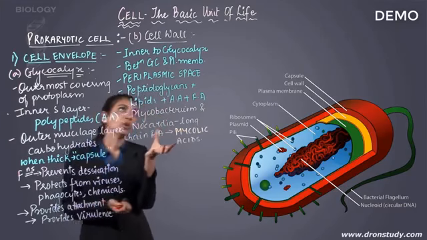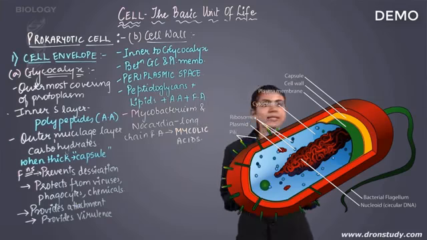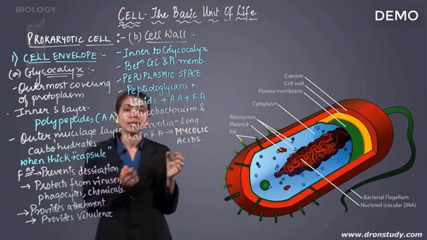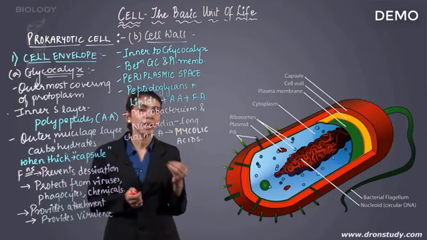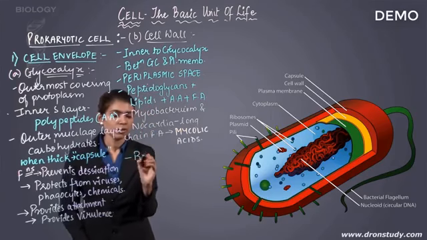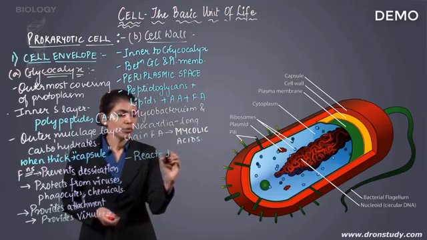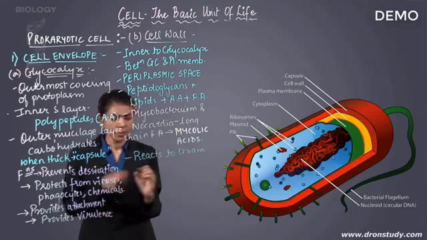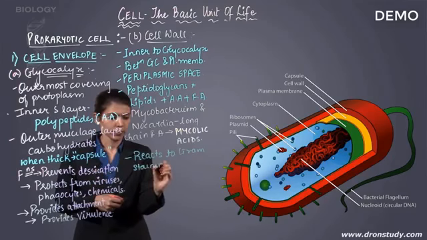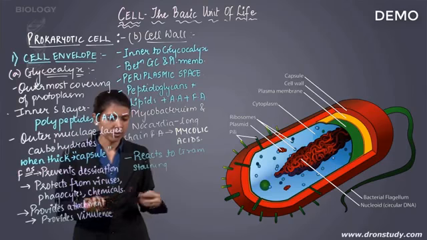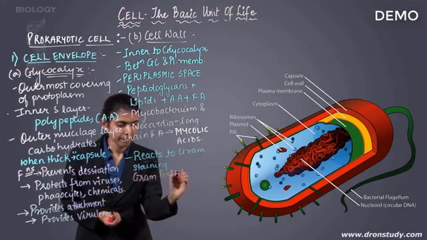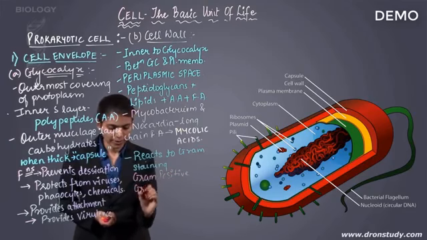Now, what is the importance of this layer, the cell wall? It is the cell wall which reacts to what is called the Gram stain, and based on that reaction, the bacteria is called either a Gram positive bacteria or a Gram negative bacteria. So the cell wall is responsible for reacting to Gram staining. And on that basis, the bacteria may be either Gram positive or Gram negative.